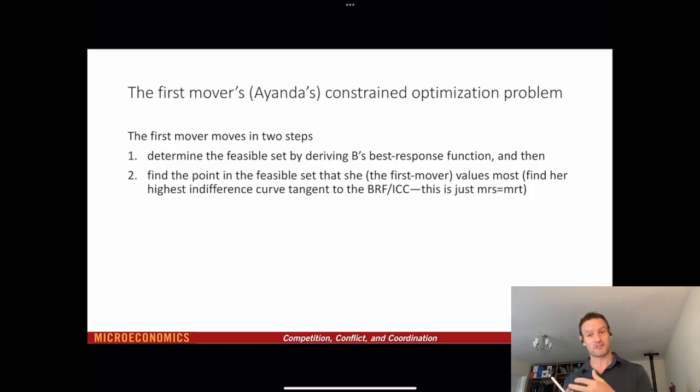She's going to take her preferences, her indifference curves representing her preferences. She's going to find the marginal rate of substitution from that, and then she's going to set that equal to the slope of his best response function, which is going to be giving us the marginal rate of transformation.